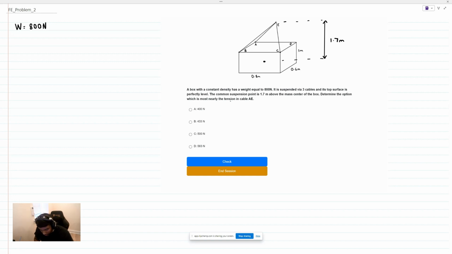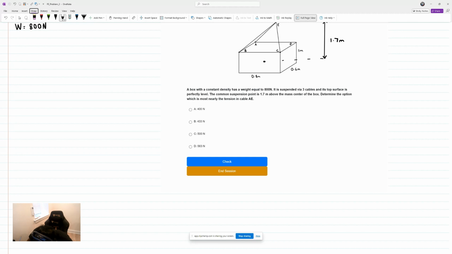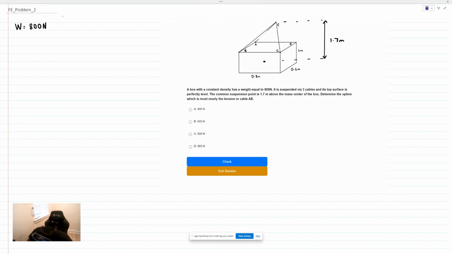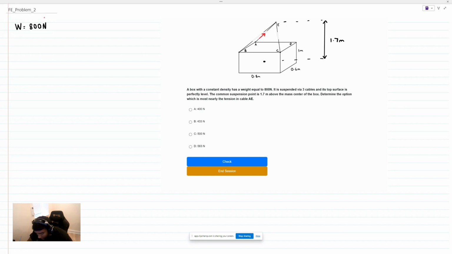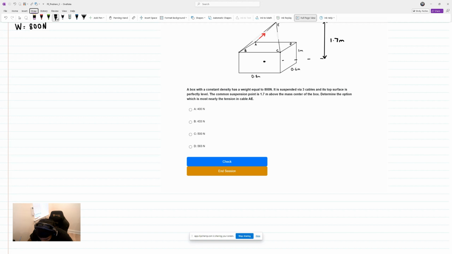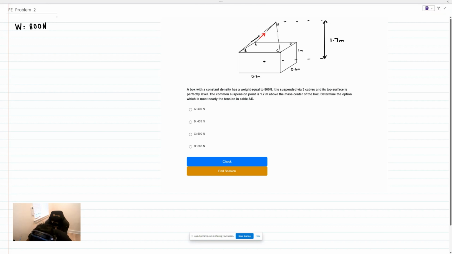Firstly, let's start off by drawing a free body diagram. We're going to cut some of these cables to expose the tensile force in each of the cables. Let's go ahead and mark that force in AE in red, and we'll mark the other forces in black because they're not as important to us. Lastly, there's a weight which is placed at the mass center, whose magnitude is 800 newtons. And again, we're looking for that tensile force in cable AE.